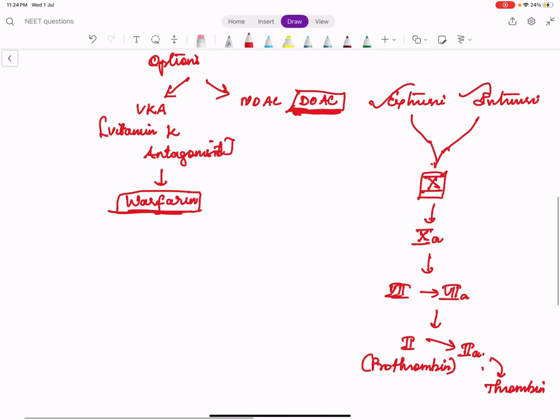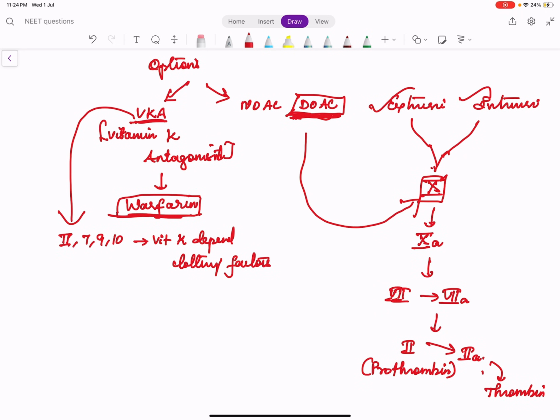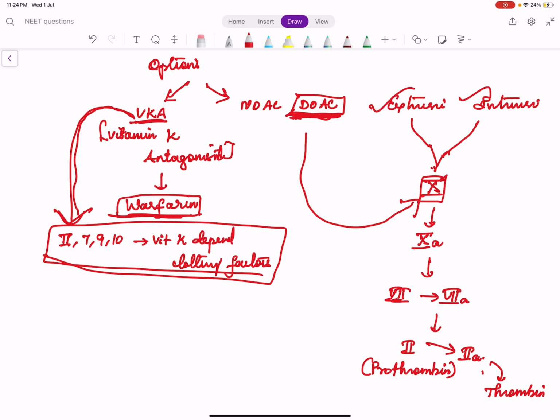So DOAC is directly acting oral anticoagulants. This category of drugs directly inhibit factor 10A, whereas vitamin K antagonists inhibit vitamin K. You would have known the vitamin K dependent clotting factors 2, 7, 9 and 10. So vitamin K antagonists do not inhibit factor 10 or factor 7 or factor 2 directly. They inhibit vitamin K, hence these vitamin K dependent clotting factors are not produced, hence clotting does not happen. Whereas the category NOAC or DOAC directly inhibits the factor 10.